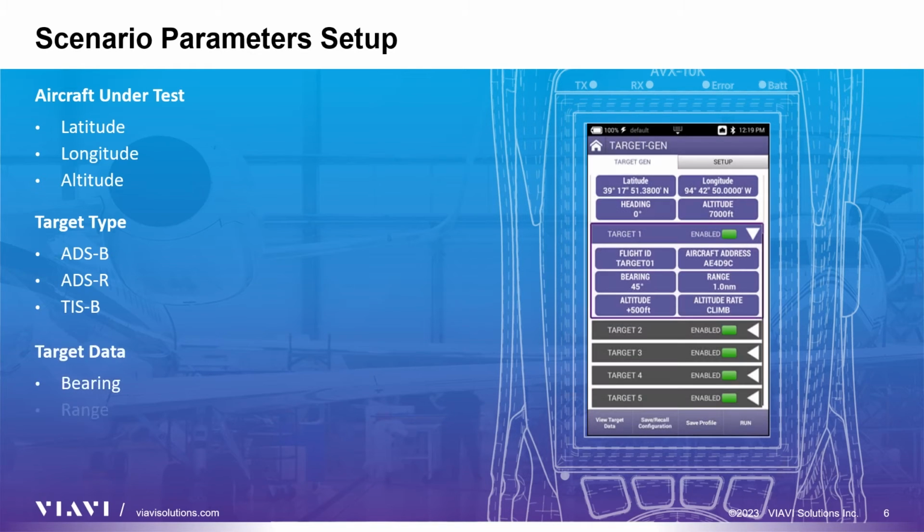Now you can set each of the target's bearing, range, and altitude values to place and point targets towards the flight path of aircraft under test. All values are referenced from the aircraft under test location and height. Targets can be enabled and disabled by clicking on the green or red indicator. Again, please note, care should be taken when testing over the air, as these targets may appear on other aircraft displays.